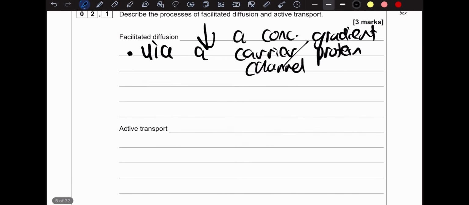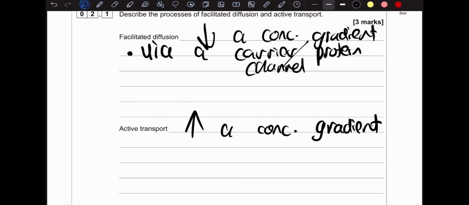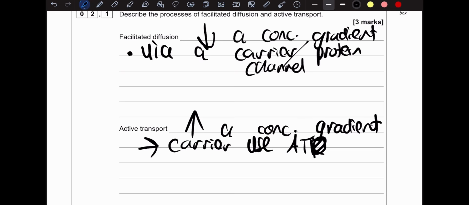Now, active transport is even easier to say because we know it's against a concentration gradient, so up a concentration gradient from low to high. And this is always with a carrier protein, right? A channel protein can't work for active transport because you need ATP to be able to move it against the concentration gradient. A channel simply facilitates passive diffusion across the channel. So you need a carrier protein and you need to use adenosine triphosphate, ATP.